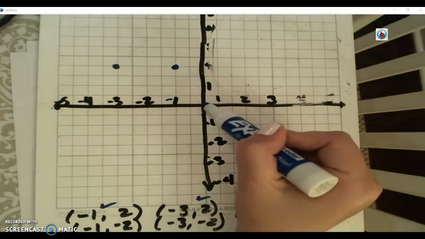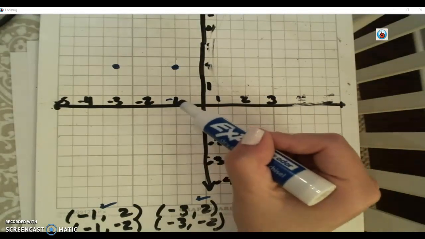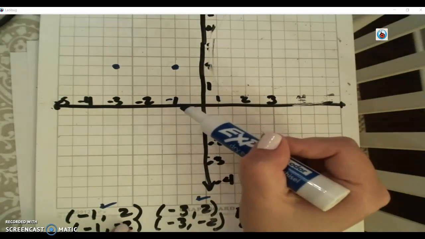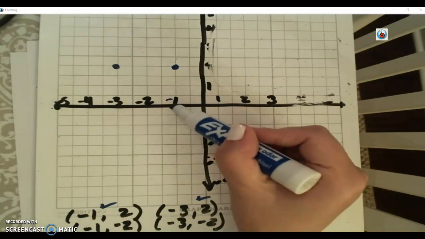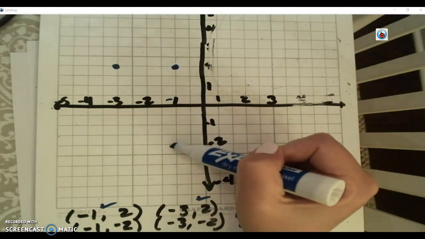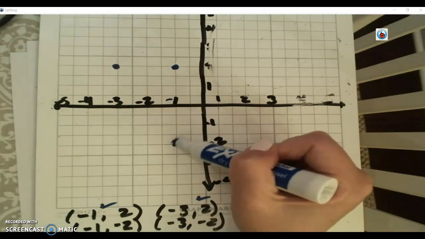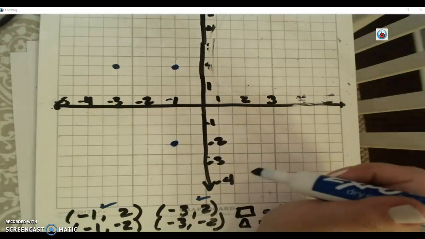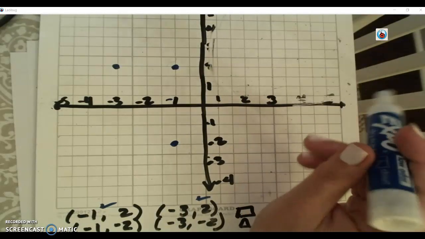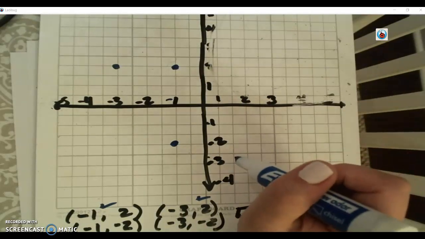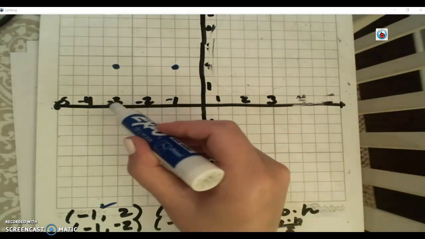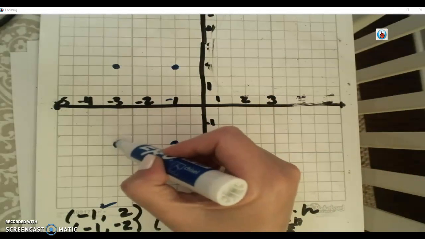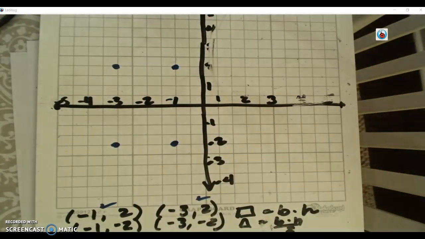Okay, go back to 0, over to -1. But now, if you look, this one right here is -2. So I'm not going to go up to 2, I'm going to go down to -2, which is right here. Okay, and then I'm going to do the exact same thing. I'm going to go over to -3 and down to -2. And now I can connect my box.